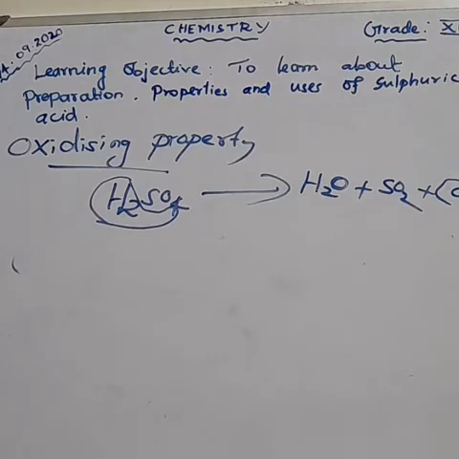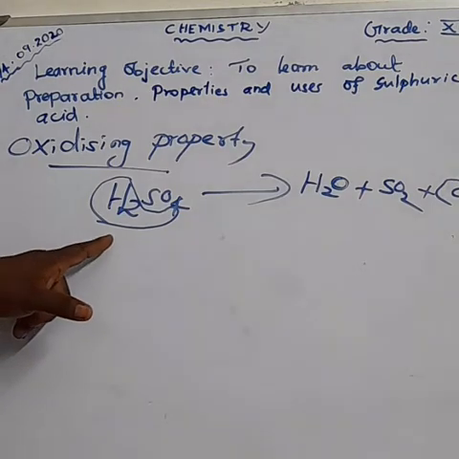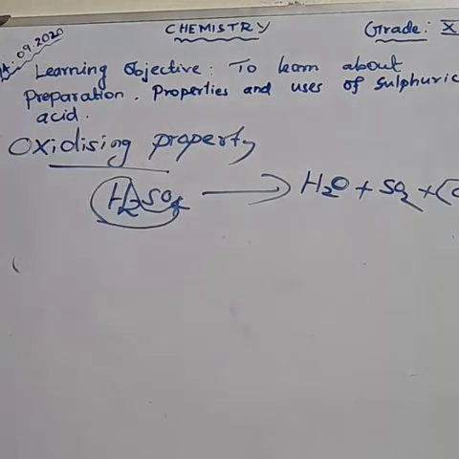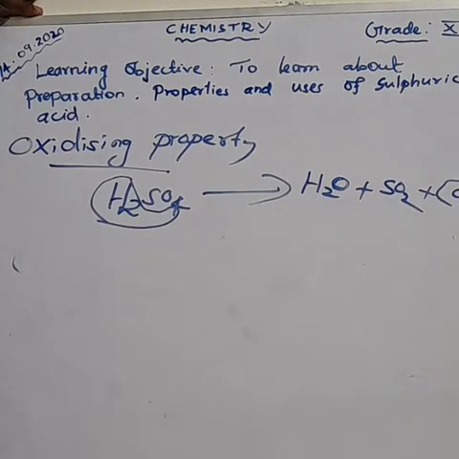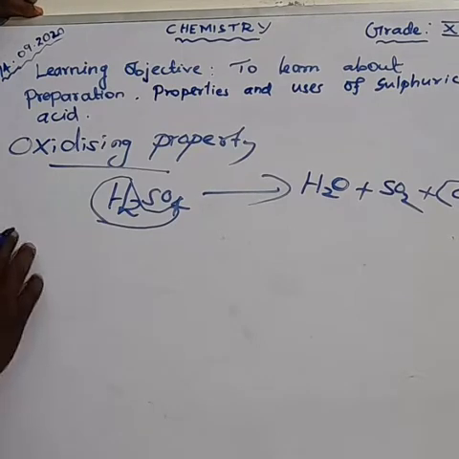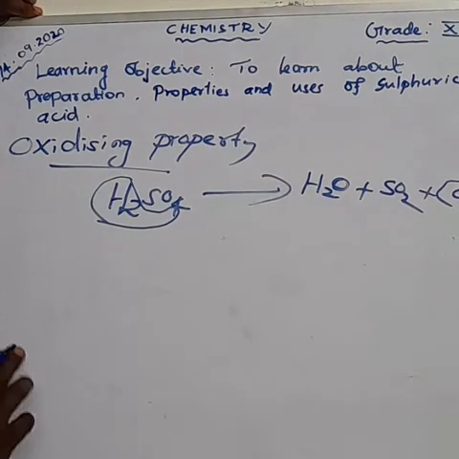So sulfuric acid is an oxidizing agent. It produces nascent oxygen. The reaction shows that sulfuric acid has an oxidizing property. Next, sulfuric acid reacts with and oxidizes elements such as carbon, sulfur, and phosphorus.